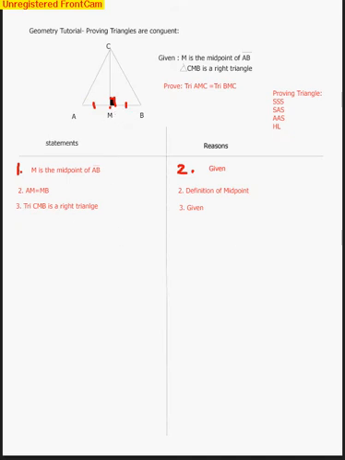If that's a right triangle, then we know that CM is perpendicular. Actually, I'll draw the perpendicular sign, to AB. And that would be the definition of a right angle. If it's a right angle, then we know the line is perpendicular.